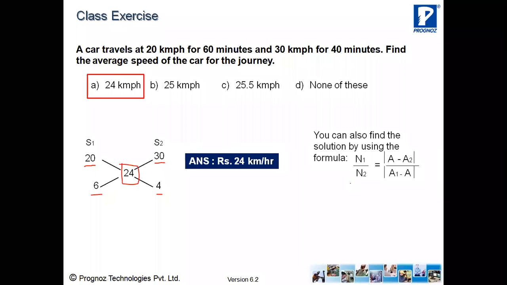You can use this formula, you'll get the same answer, or you can use A1 N1 plus A2 N2 divided by N1 plus N2, you'll get the same answer. Okay, वो weighted average वाला formula. So you can do always, डायग्राम से करने से बहुत जल्दी हो जाता है, कोई कैलकुलेशन इन्वॉल्व नहीं है तो फटाक से हो जाता है.